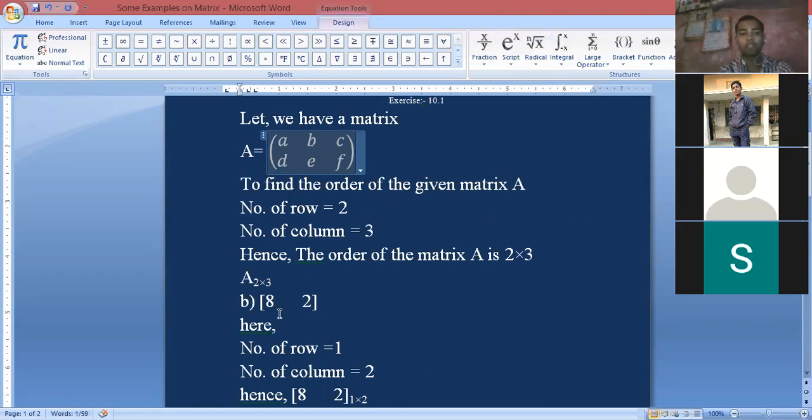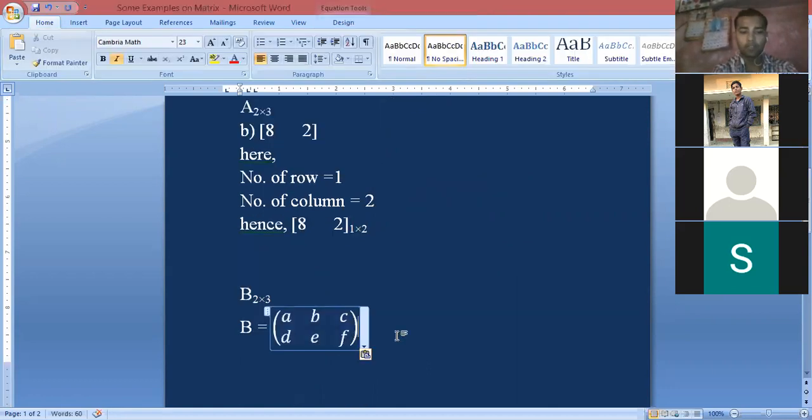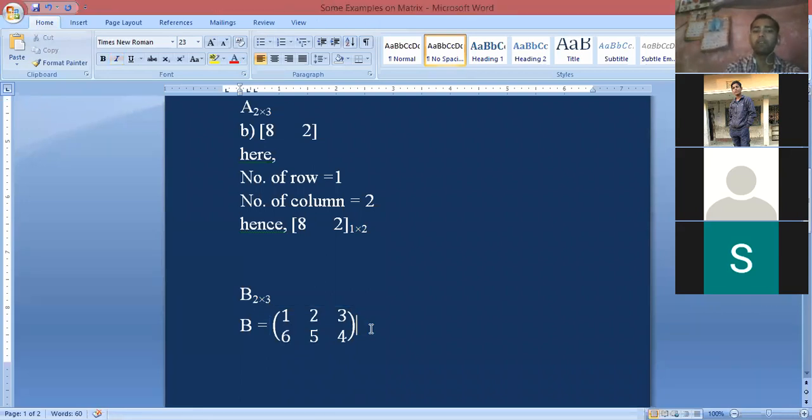It may be the answer for your question, where the B has the order 2 into 3. That is, we have two rows and three columns. In the same way, you may write here 1, 2, 3, 4, 5, 6. Or in this way also, it may be the answer to your question.